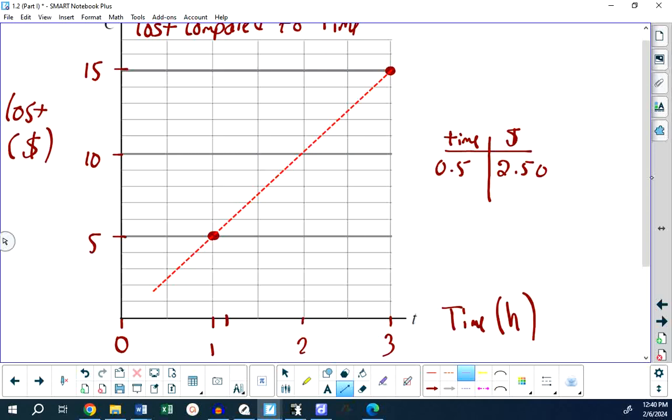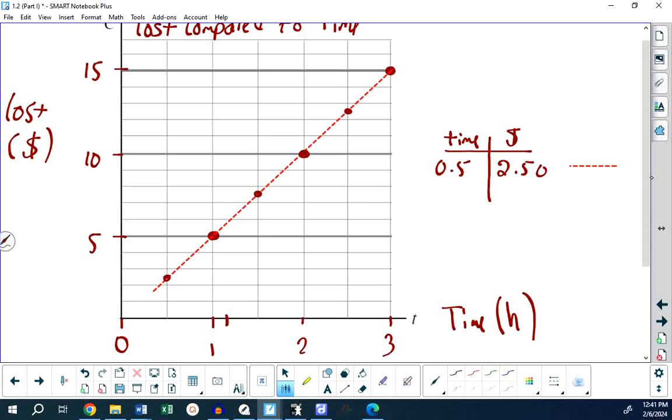By the way, remember this point that I said is hard to draw? Well, if we put it in here now, it's going to be on this line. 1.5 hours will be $7.50. 2 hours will be $10. 2.5 hours is $12.50. The point is, we didn't have to plot all the points. We just needed 2. So that's what it looks like.